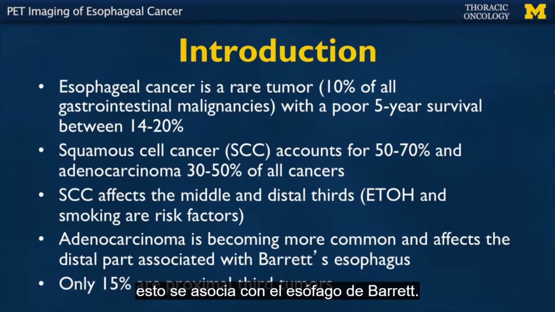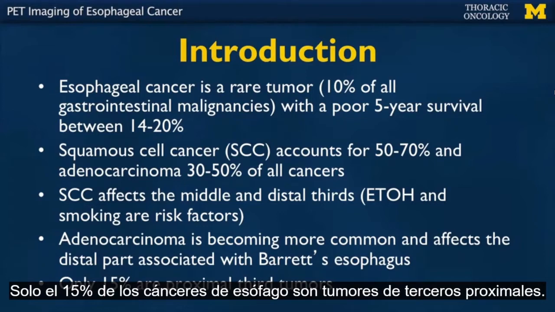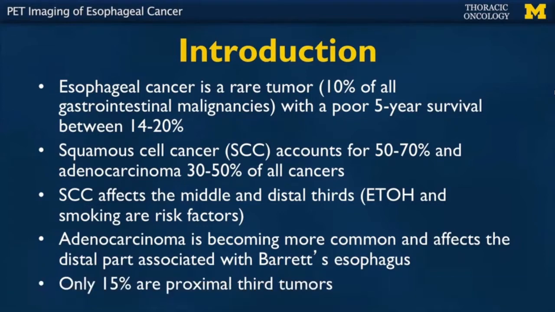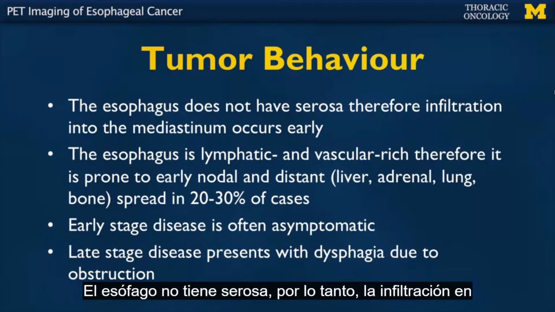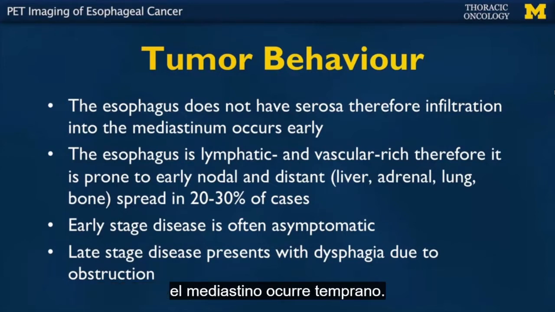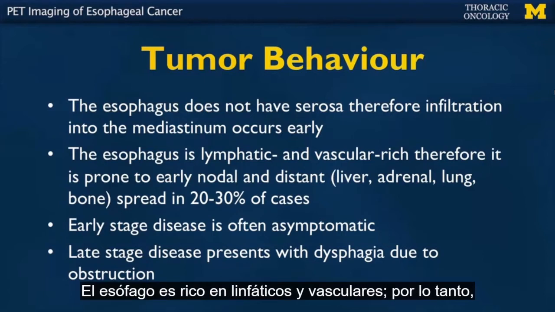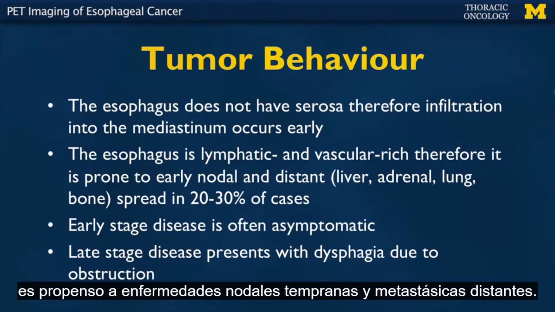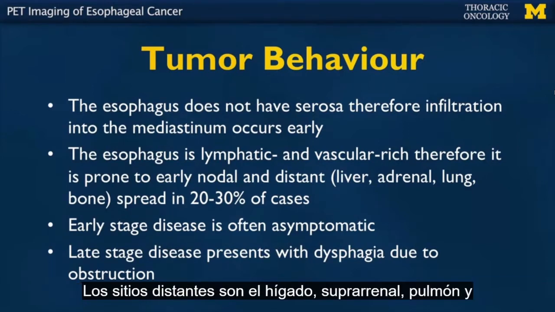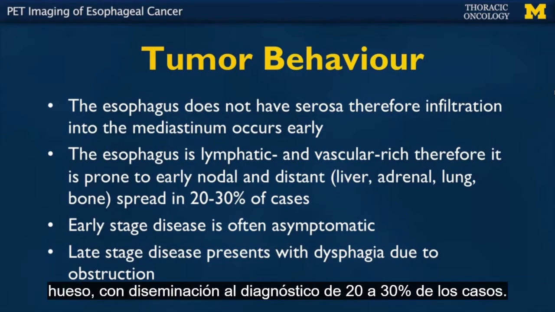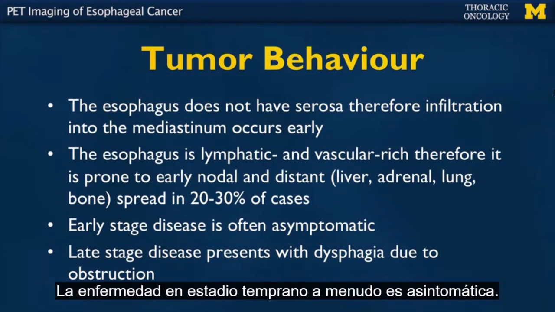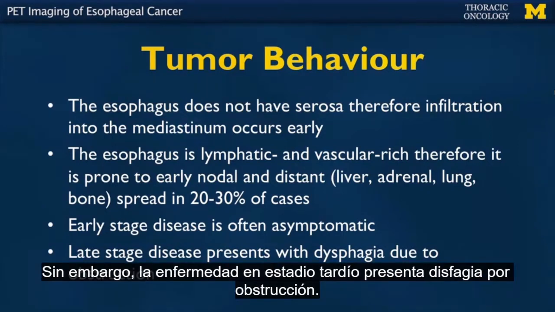Only 15% of esophageal cancers are proximal third tumors. The esophagus does not have a serosa, therefore infiltration into the mediastinum occurs early. The esophagus is lymphatic and vascular rich, therefore it's prone to having early nodal and distant metastatic disease. Distant sites are the liver, adrenal, lung, and bone, with spread at diagnosis in 20 to 30% of cases. Early stage disease is often asymptomatic, however late stage disease presents with dysphagia due to obstruction.